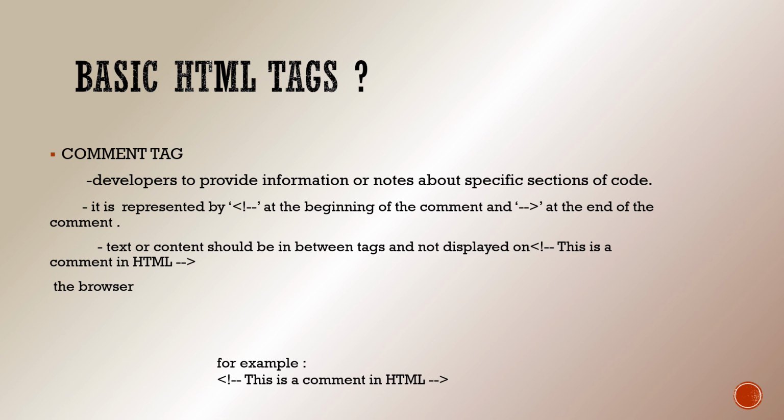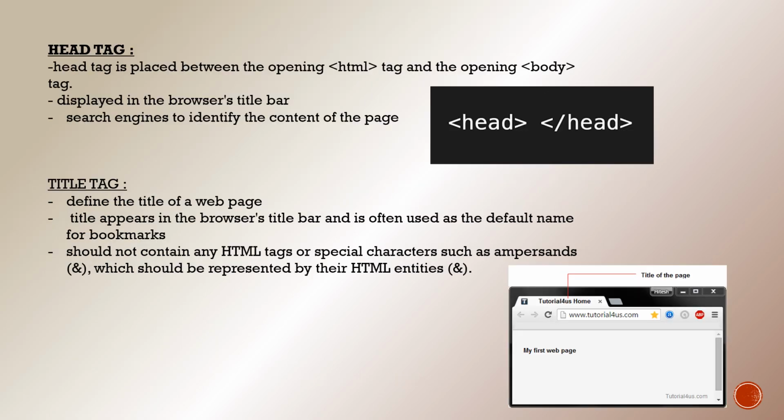Next, text or content should be between the tags and not displayed on the browser. For example, for the information or the notes of a specific code, we have the comment tag, which will start with an exclamation mark, and this comment tag will be placed in the angle brackets. The second one we are going with is the head tag.